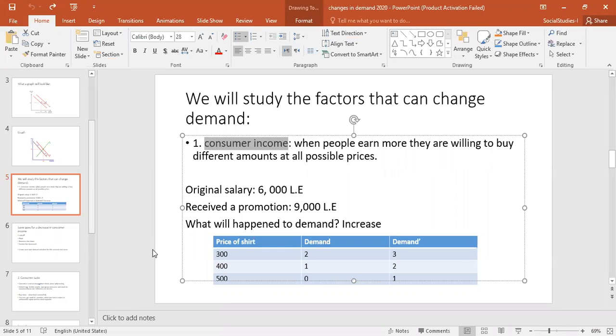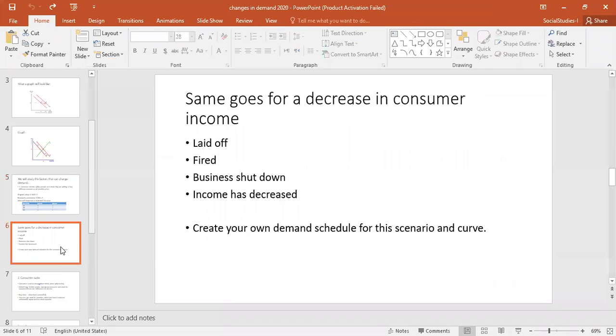Yes. Okay, good. All right, so let's move on to the next factor here. Same goes for decrease. Okay, this is what we're talking about.